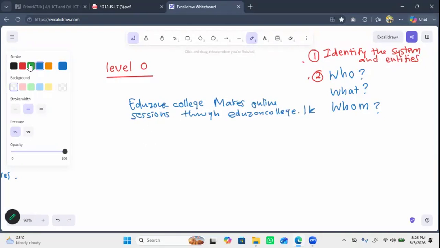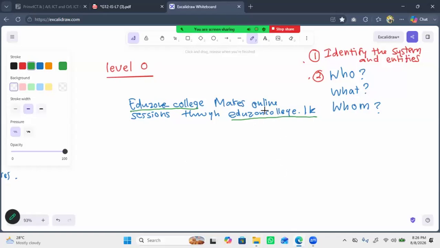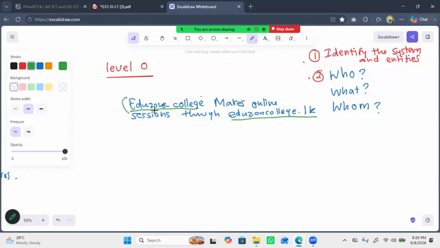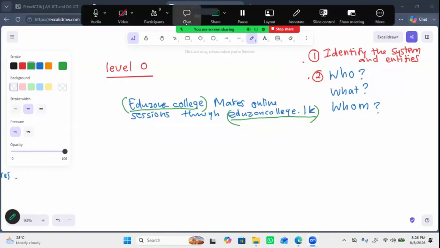What is the system? Is it Eduzone College or else EduzoneCollege.lk? Drop me a message, kids. If you are in the live class, you can give me the rough idea. What is the real system? Which one is the system? Waiting for your messages.